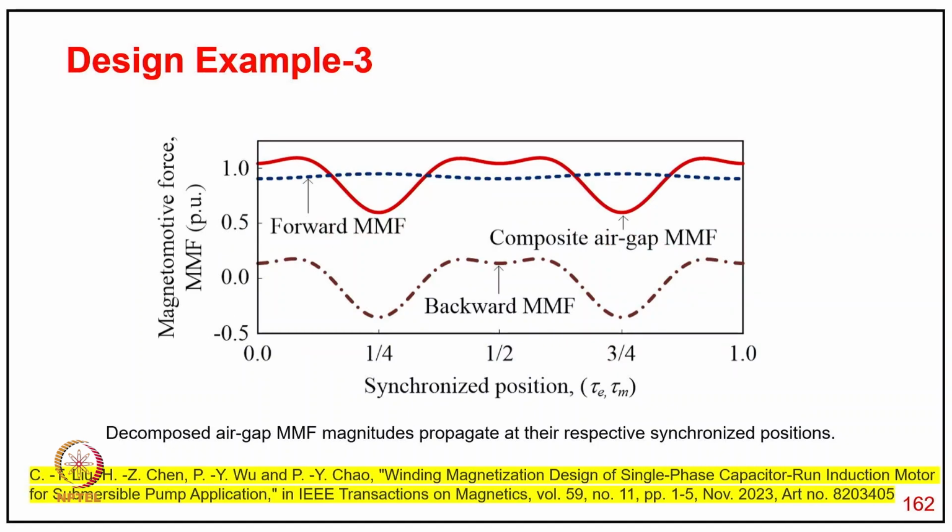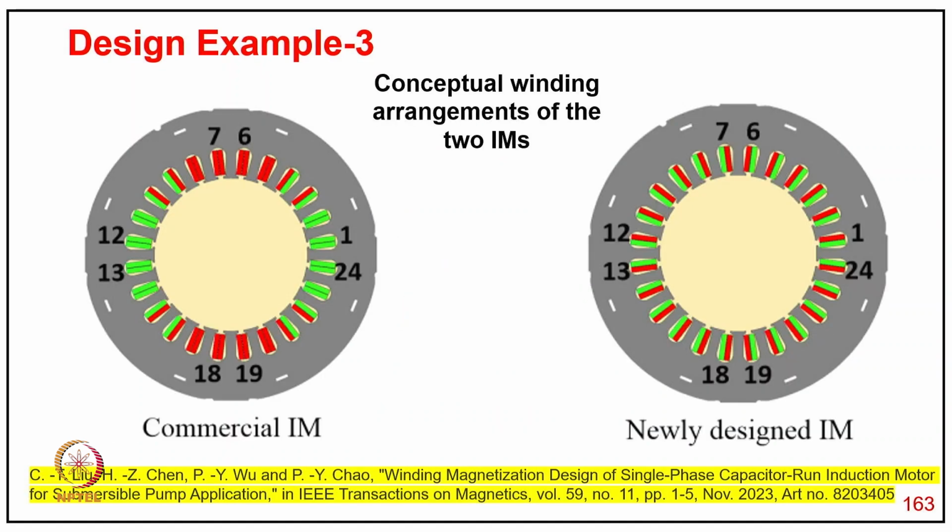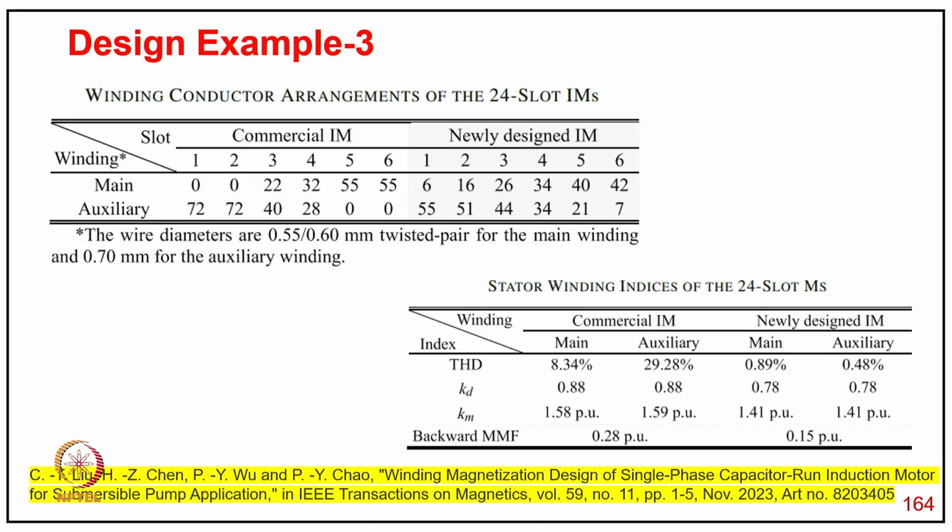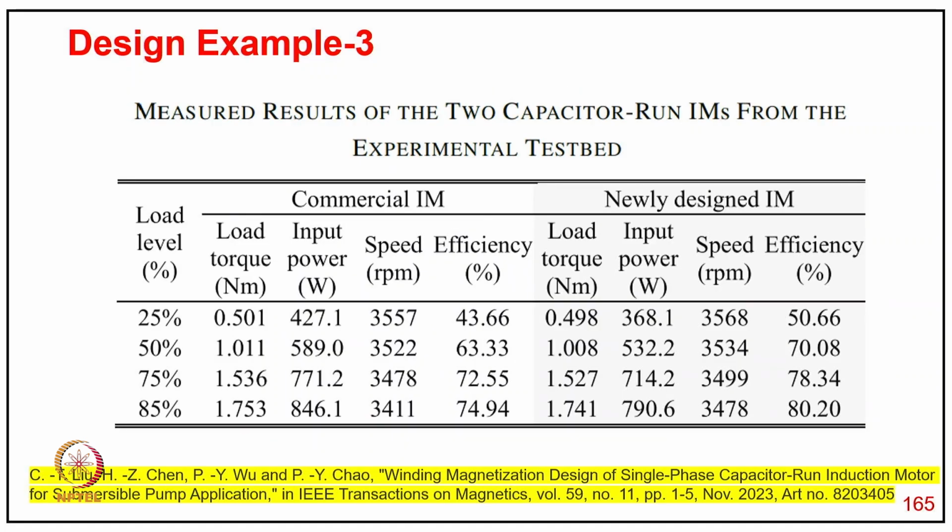These are typically the decomposed air gap MF propagating at their respective synchronized positions for the two cases, and then the conceptual winding arrangement of the two induction motors, one commercial and the other a new design motor for high efficiency. And these are the winding arrangements for the 24 slot motor, old and new motors. And the major result of the two capacitor run motors from the experiment shows an efficiency improvement from 74.75% to around 80% efficiency for the new design motor.